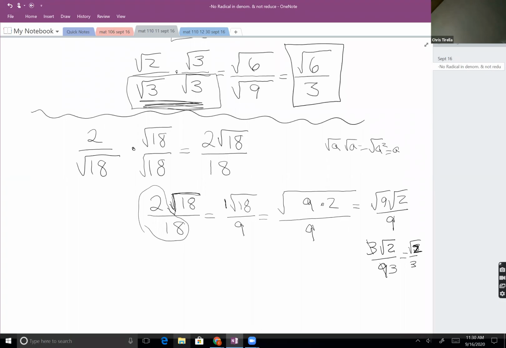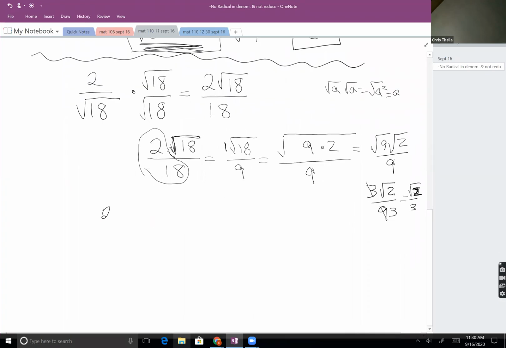Yes, please. Well, we've got 2 over radical 18. Is everybody familiar with the idea that 18 times 2 is 36? Yes. So instead of multiplying by radical 18, I'm going to multiply by a smaller number, radical 2. That'll leave me with 2 radical 2 over the square root of 36. And now I know 36 is a perfect square, so I can take its root.